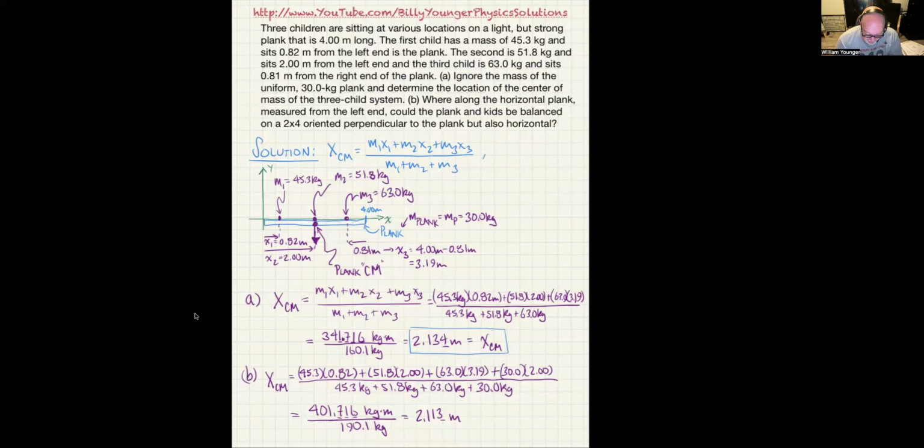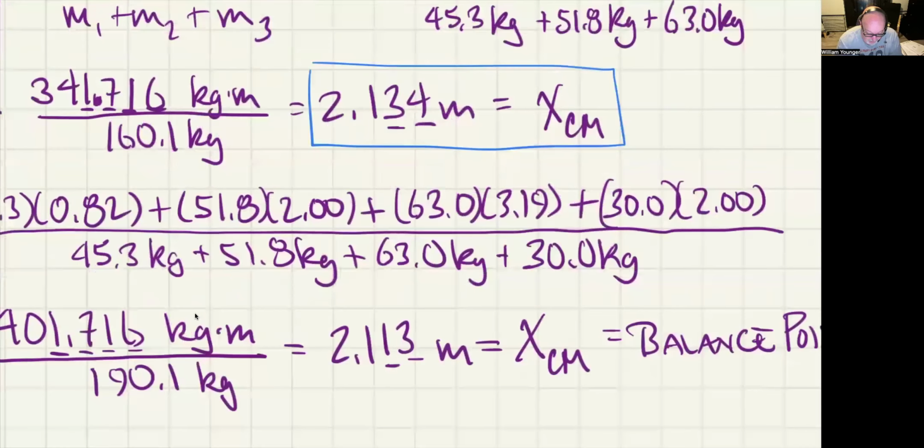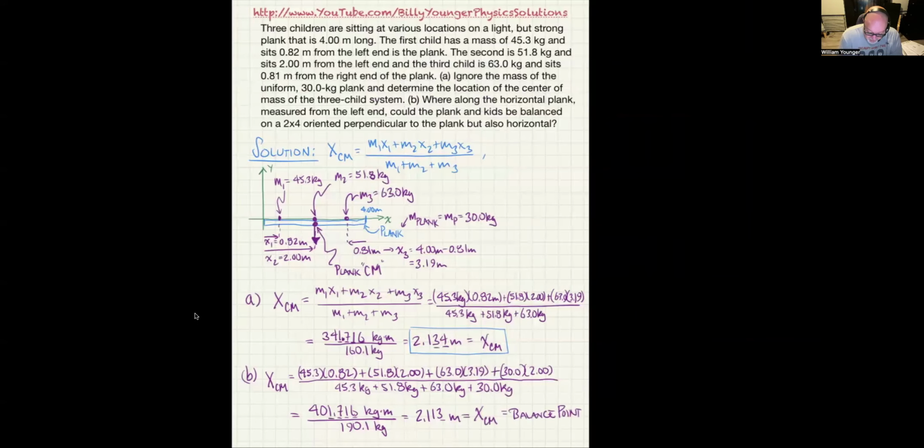If we actually wanted to have 3 sig figs, or at least 2 decimal places, we would have been safer by taking into account the mass of the actual plank. But either way, here's the result. And remember, we're actually just calculating the center of mass. So technically, x center of mass is 2.113. But as we said, the 2.113 meters is also the balance point. In other words, if I were to stick my finger out or a 2 by 4 out, you could lay that plank right on it, and at that particular position the plank would actually balance.